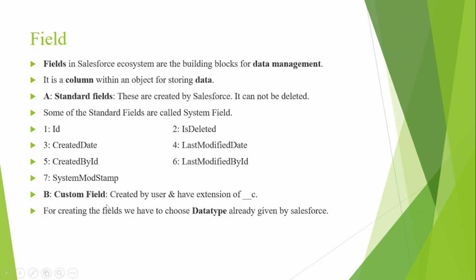The second one is custom field, created by the user, and it has the extension _C. As we saw with the custom object, we have _C at the end. Same as the custom object, we have _C when we create the fields. For creating the fields, we have to choose a data type, and that data type is already provided by Salesforce. Without choosing the data type, we can't create the field.